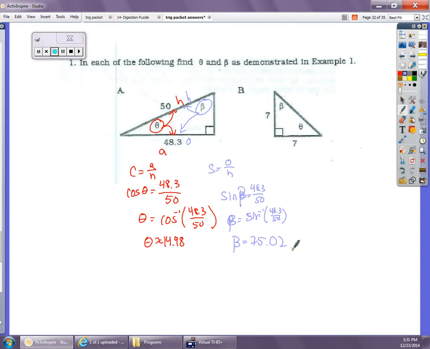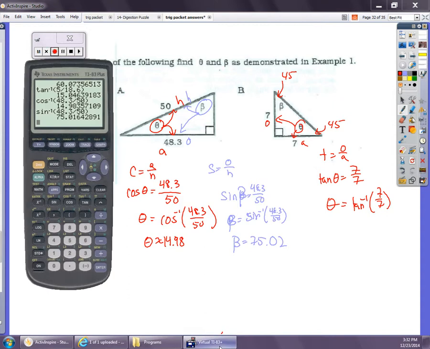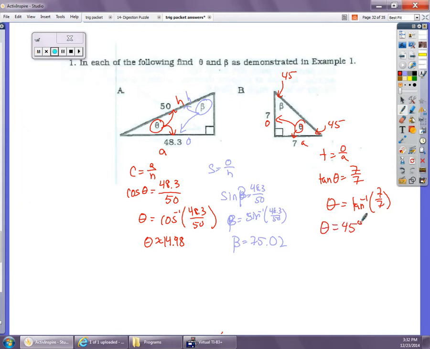If you notice this one, well, in this case, if these are both 7, you should know that these both have to be 45 degrees because they're both the same. It's an isosceles triangle, so they're both the same. But if we want to use this, we can figure this out. Opposite, adjacent, tangent. So the tangent of our angle, 7 over 7. So inverse tangent of 7 over 7 is going to give us 45. So we know that they're both 45 degrees.